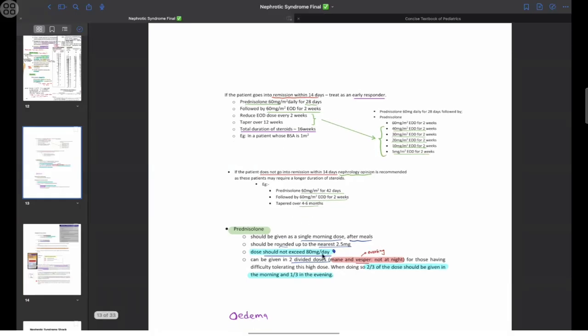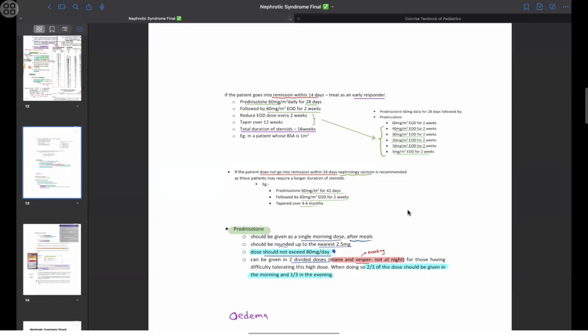These are some additional things on how to give prednisolone. We give it as a single dose in the morning. We give it after meals, so you can say give it with meals also, it's okay. Because they develop GI side effects, most of the patients are usually on omeprazole also. You should not exceed more than 80 milligrams per day when you're calculating this dose.